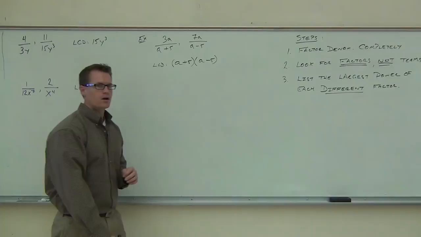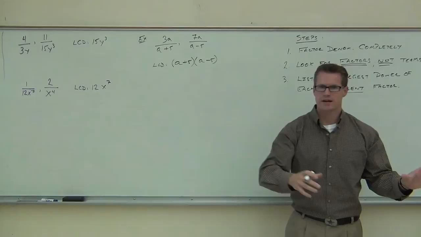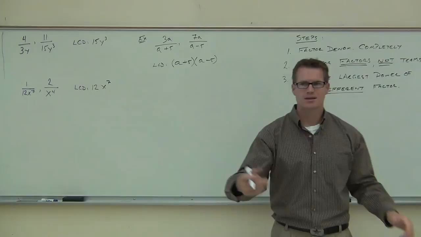So I've listed my factors. Does it have the A plus 5? Does it have the A minus 5? That's your LCD. It has to have every factor. And that's it. Really, the hard part is factoring. Once you have your factors down, you look for the distinct factors, the unique ones, the different ones. Take the largest power that you can find of each one, and you're done.